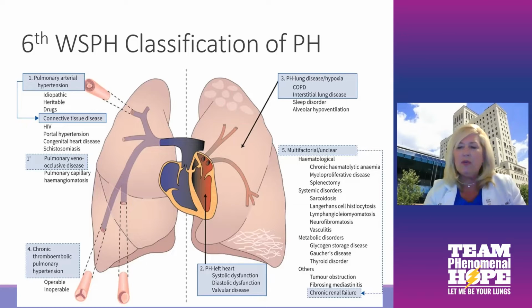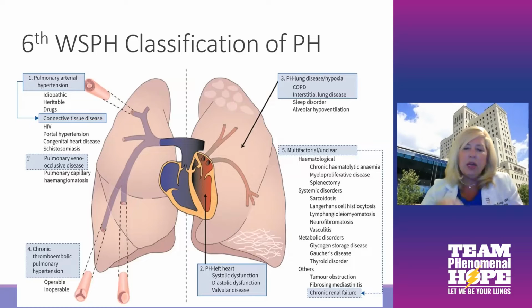And then finally, group 5 is kind of all those other disease processes such as sarcoid or other systemic disorders, hematological disorders, those folks that have had a splenectomy and lose their ability to clear blood cells through their spleen. These people kind of fall into that other category, the group 5 category.